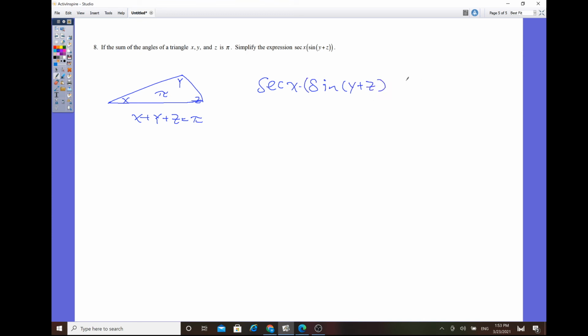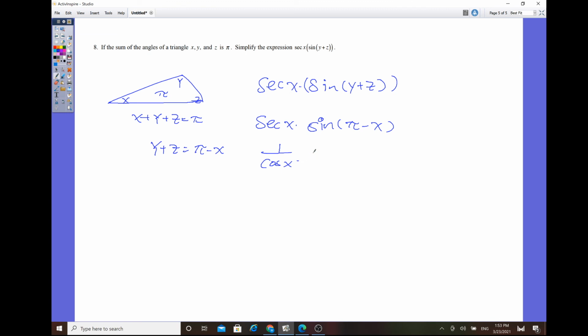So you guys do remember the cofunction identity. So y plus z, what is that equal to? y plus z is just pi minus x. So this one can be written as secant of x times sine of pi minus x. Secant is considered 1 over cosine.